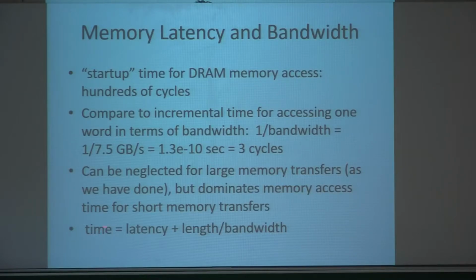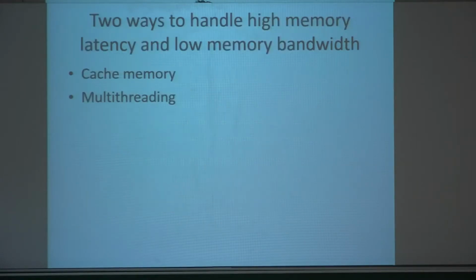So the time you can think of for reading some data depends on the amount of data you want to read. It's going to depend on latency, which is just a startup cost. It doesn't depend on the length of your message, and then how long it takes to read all of the words. So memory performance is a very important aspect in high performance computing.